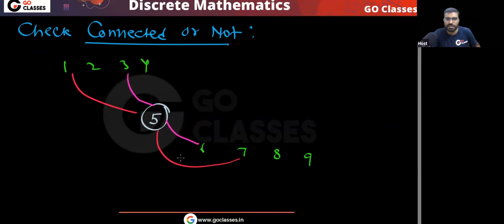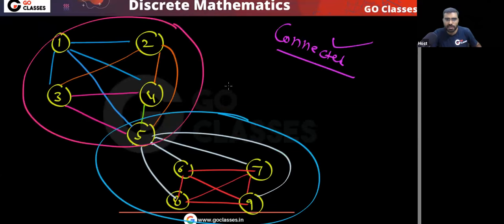So anyway, the point is, yes, this is connected. You have a path through 5. There is a path between them also. So you understood, this is the graph, and in this graph you can notice this is connected. What about the degree? Tell me.